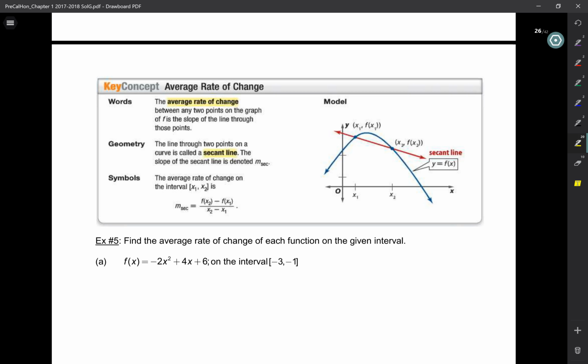We're picking up where we left off yesterday. So this is the tail end of section 4.